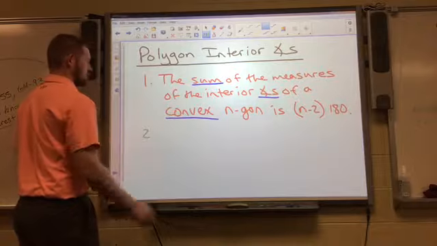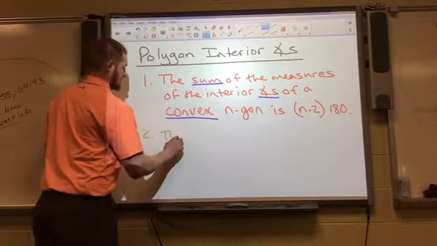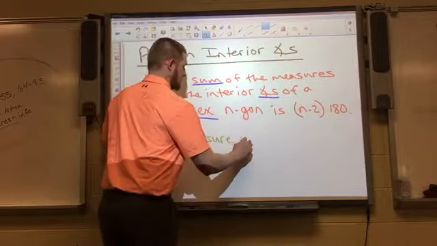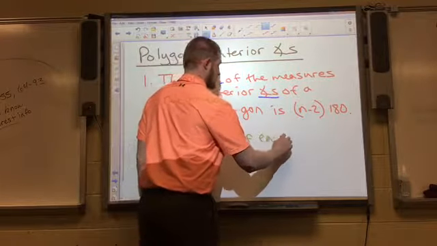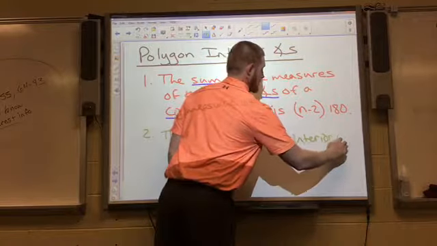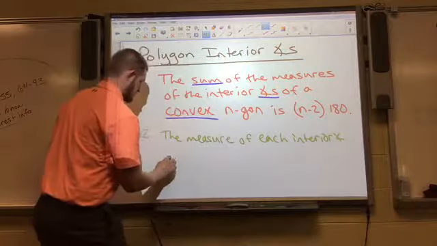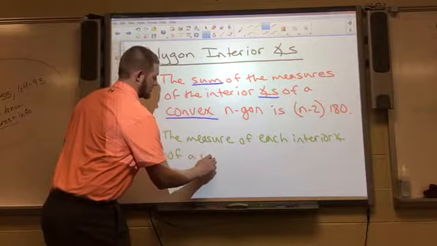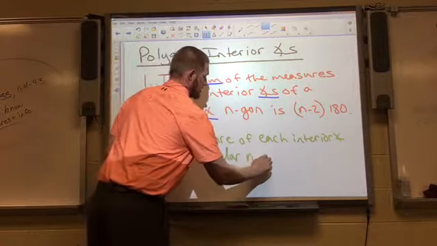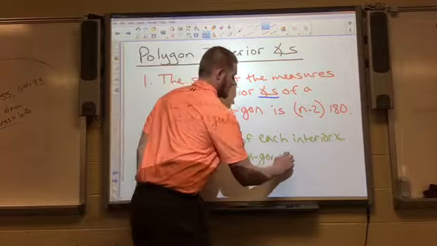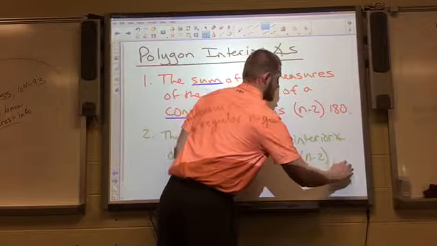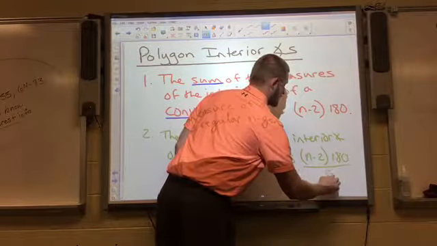Number 2 says that the measure of each interior angle of a regular n-gon is n minus 2 times 180 divided by n.